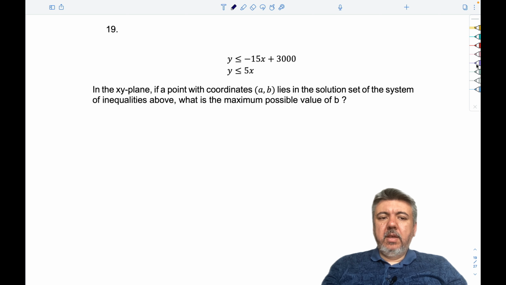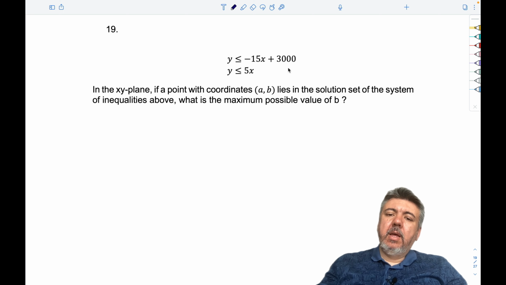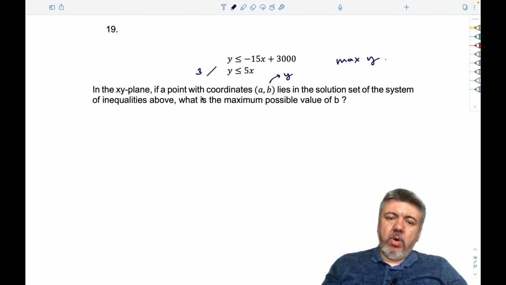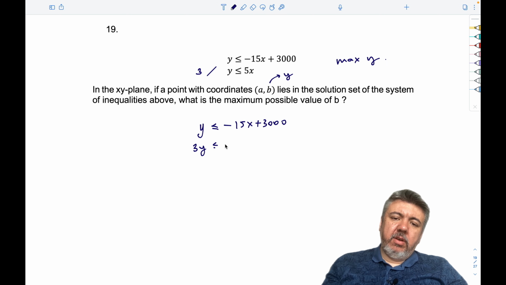Question 19. In the xy plane, if a point with coordinates a, b lies in the solution set of the system of inequalities above, what is the maximum value of b? B is y. So they are asking me the maximum value of y actually. Okay, I want to multiply the second inequality by 3. That is 3y less than or equal to negative 15x plus 3000.